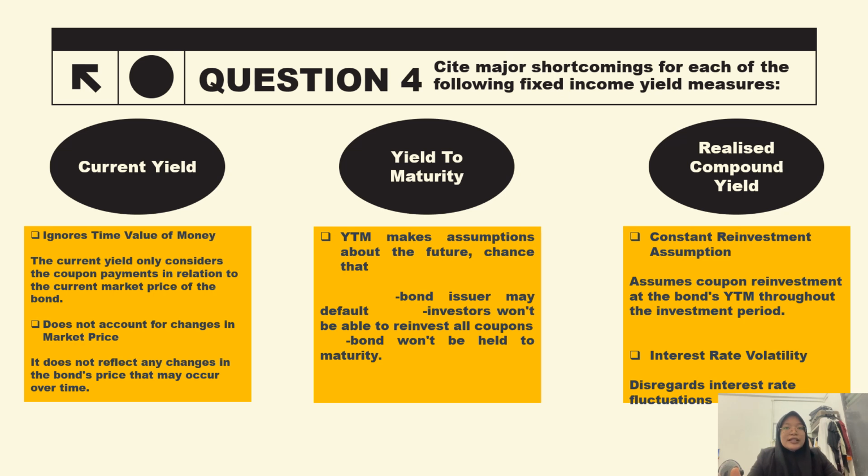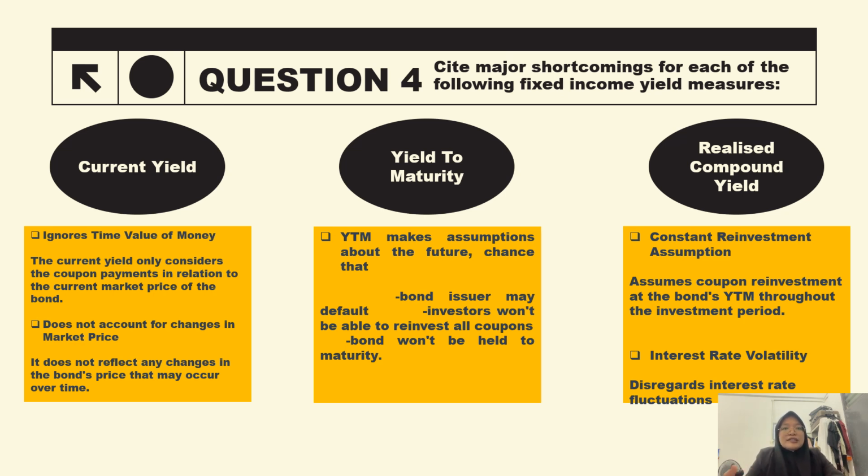Moving on to the last question, question 4. Cite major shortcomings for each of the following fixed income yield measures. So firstly, current yield, which ignores the time value of money. The current yield only considers the coupon payments in relation to the current market price of the bond. Next, it also does not account for changes in market price, which means it doesn't reflect any changes in the bond's price that may occur over time.